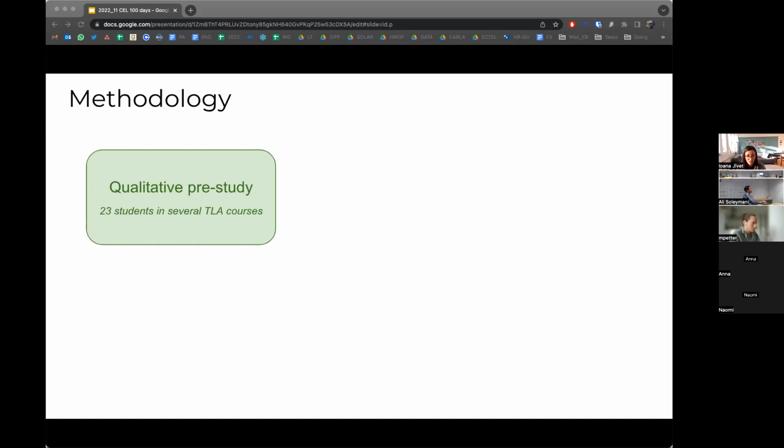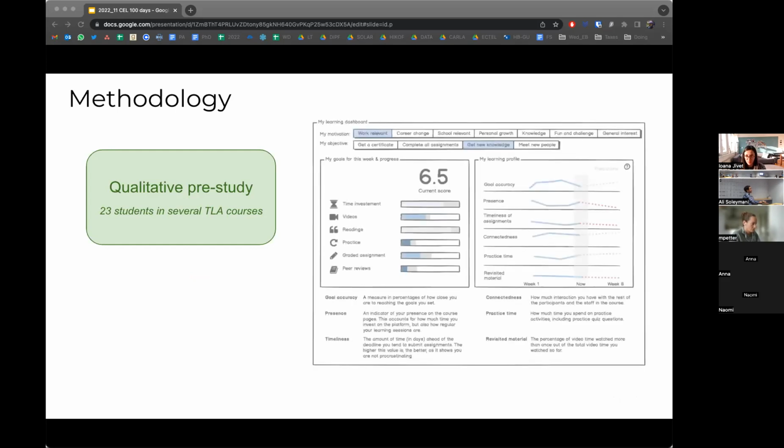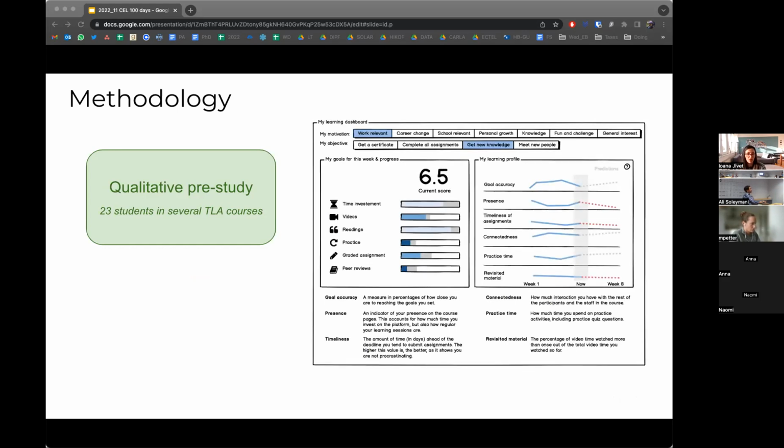So for this, we started with a qualitative pre-study where we gave a group of students a dashboard mock-up, which has fictional data on it. We asked them to put themselves in the shoes of a learner that received this feedback, interpret the information shown and write down their reflection. We gave them a few specific questions to reflect on, including how they would change their behavior. We then analyzed the written self-reflections, and we identified 26 design elements that students noticed on the dashboard or felt were missing.